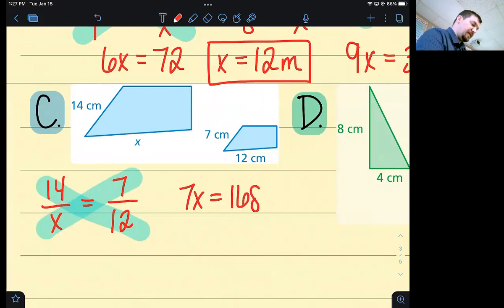168. Go ahead and divide it by 7. 24. And what are we measuring in? 24 centimeters. Good.